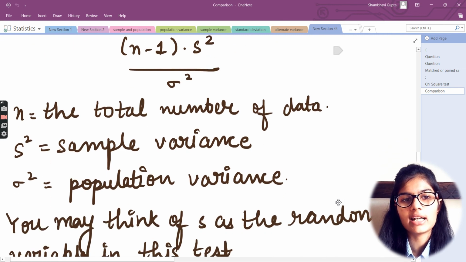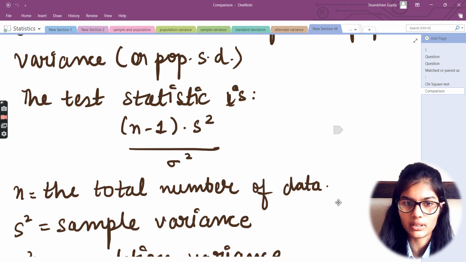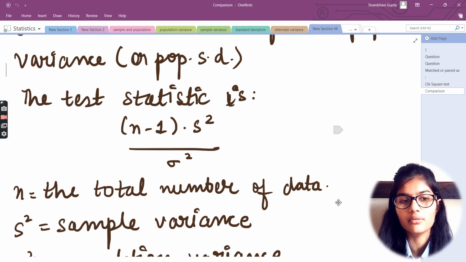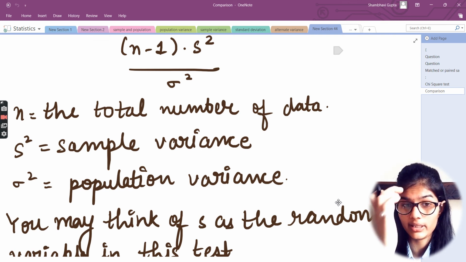Next, regarding the test statistic. The formula is n minus 1 multiplied by s square upon sigma square, right? The dot I put there is a multiplication sign, not a decimal point or anything like that. Now the value for n is the total number of data. For s square we have the sample variance, and for sigma square we have the population variance.